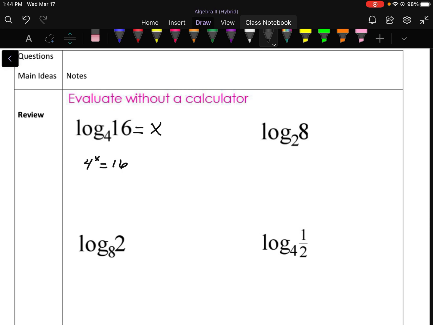This one should be pretty straightforward. Hopefully you know that x would be 2. 4 to the second power is 16. Log base 2 of 8 equals what? So 2 to the x power equals 8. Again, hopefully it's pretty straightforward. x would equal 3. 2 to the third power is 8.